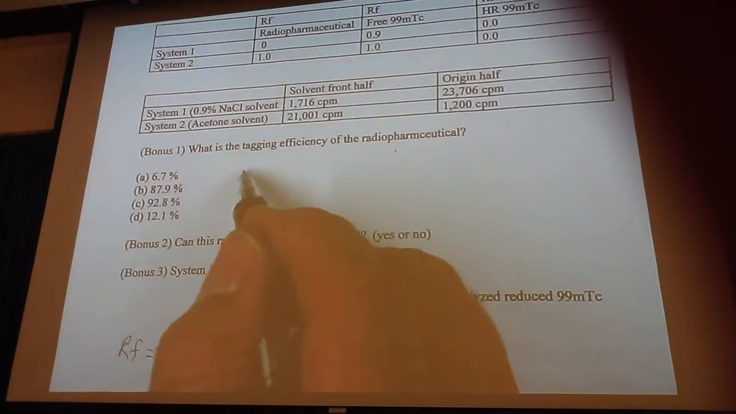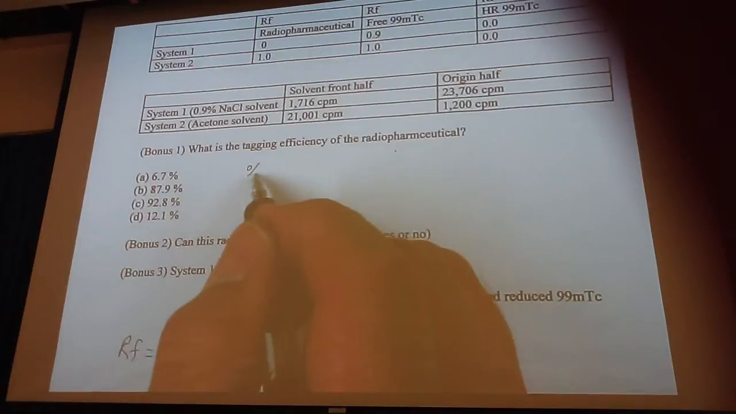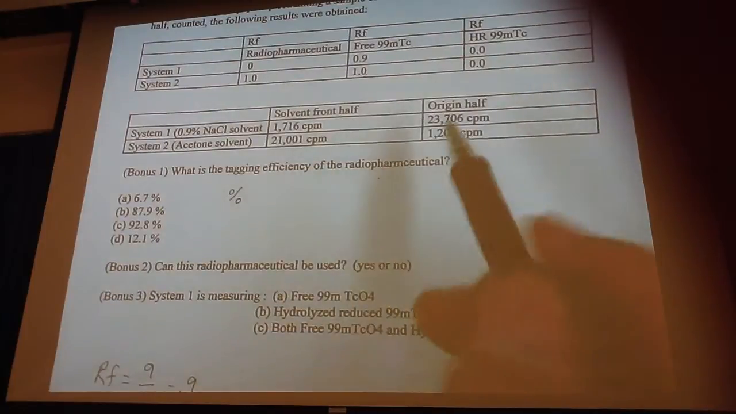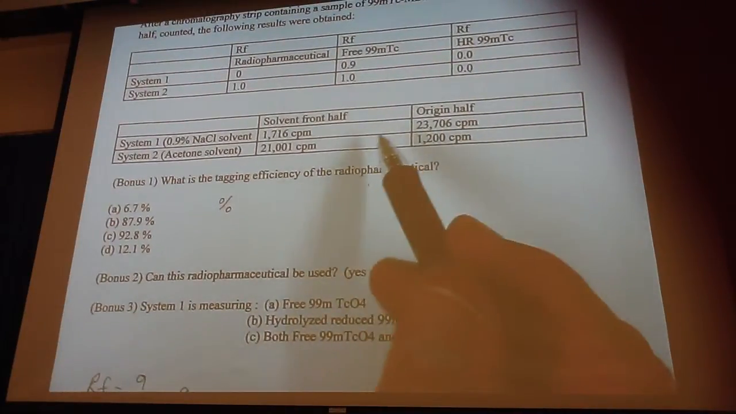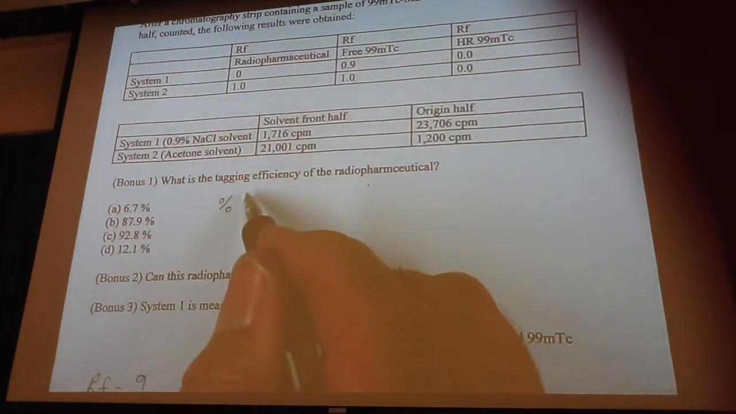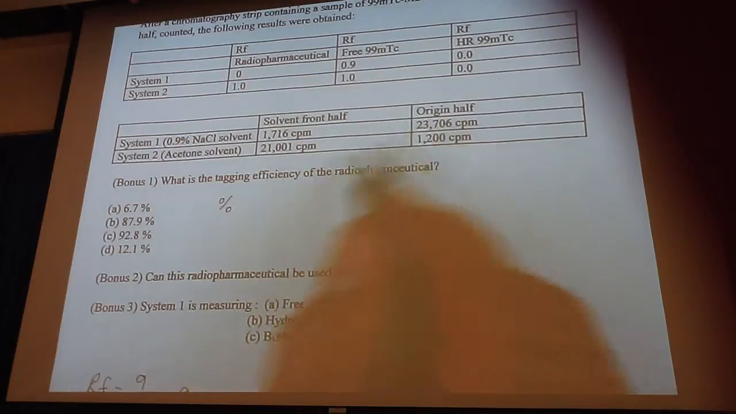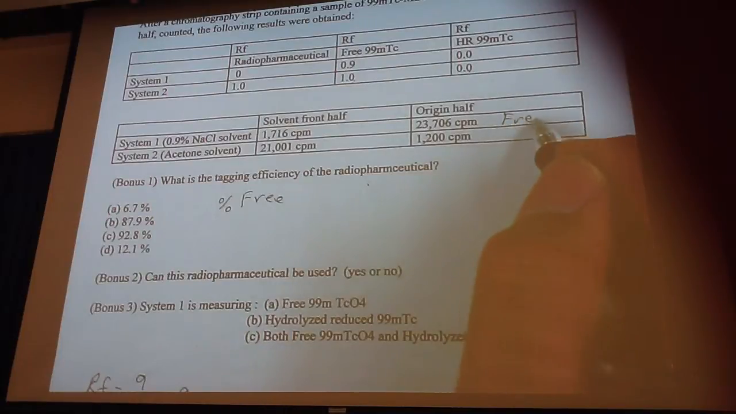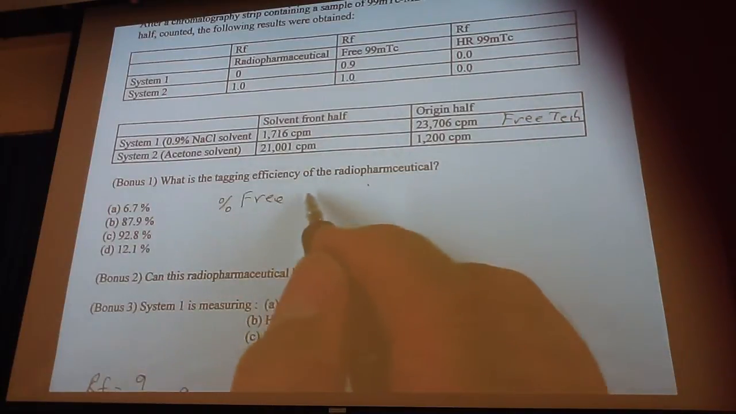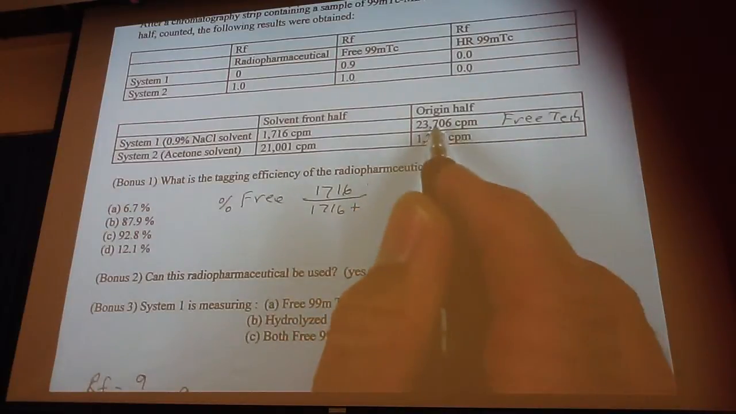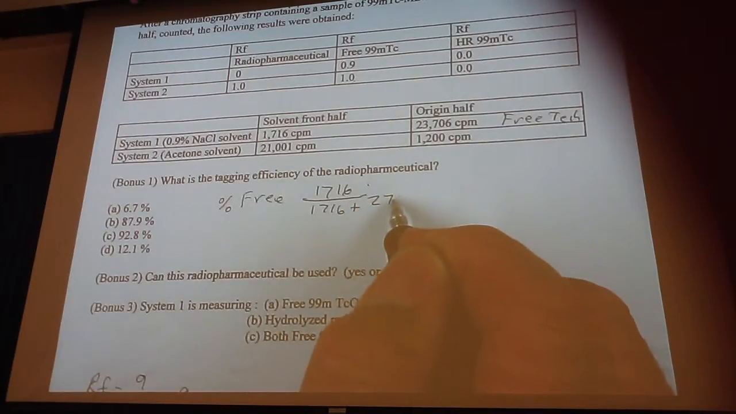Okay, if you remember, to do the percent tagging, we normally take those strips and cut them in half. Plus we also get the background reading too, but I didn't include background in this. So for system number 1 up here, the percent free, and this is the free tech, it's going to be 1716, and then it's going to be divided by 1716 plus 23706.